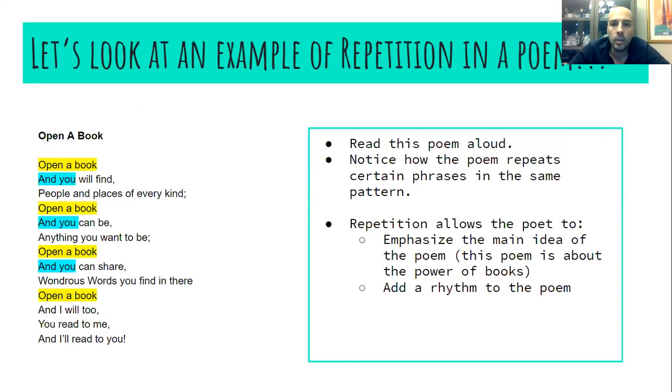So let's take a look at a poem that has repetition, and let's think about what the author's purpose was. Why did the author use repetition here? Okay, so I want you to go for a second and read this poem aloud to yourself right now, and then I want you to think about what the poet is repeating and why. So go ahead. I'm gonna give you about 30 seconds.